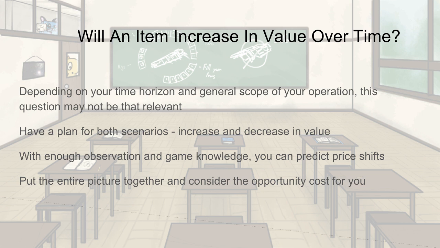So that's an example of being able to still recover your profit even though the value of an item is decreasing. Now, with enough observation and game knowledge, you can predict price shifts. We've gone over that several times throughout this lesson, and I simply cannot stress it enough. You've got to know how the game works.